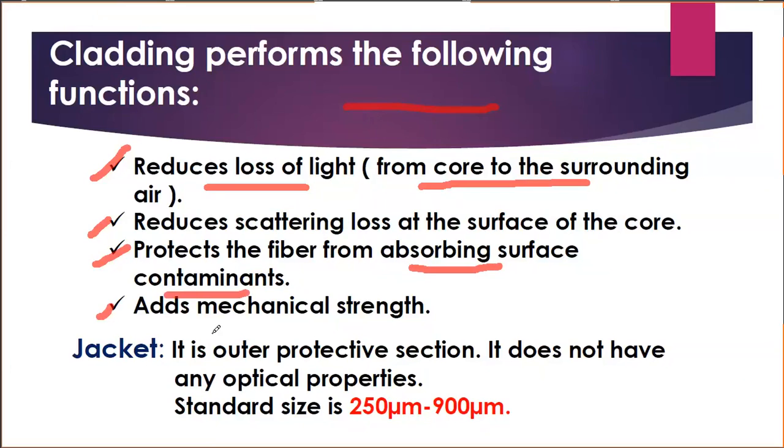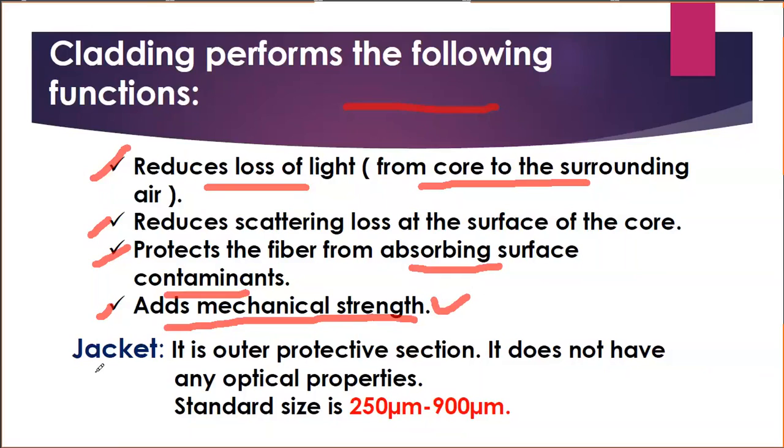And the fourth one, you see, it also provides mechanical strength. As I told, the core has a diameter in the range of 5 to 10 micrometer, so it may be very difficult to use that core because it is very fragile, a very thin wire. That's why we are putting this cladding. Cladding also serves the purpose of mechanical strength, so your optical fiber cable may not break very easily because of this material. So these are the roles cladding plays in an optical fiber cable.